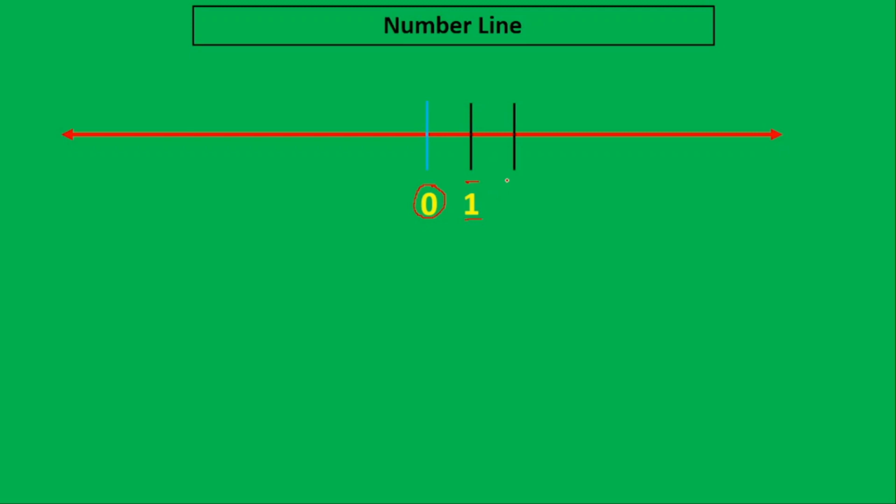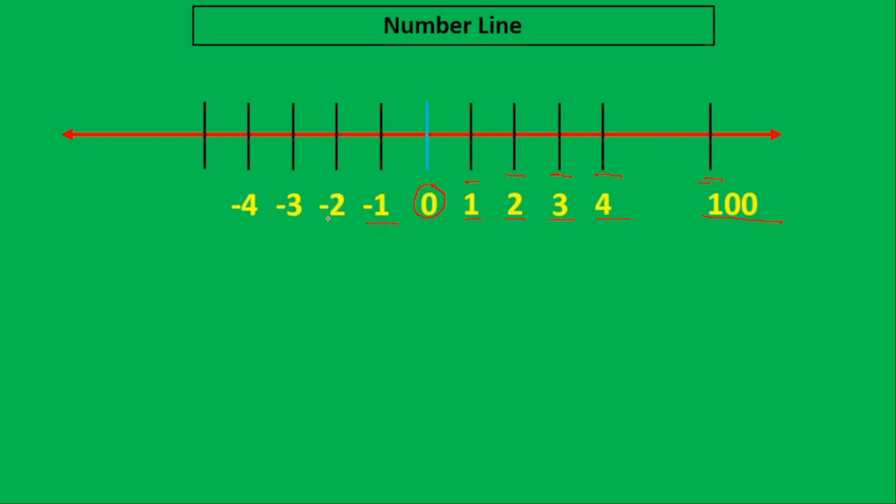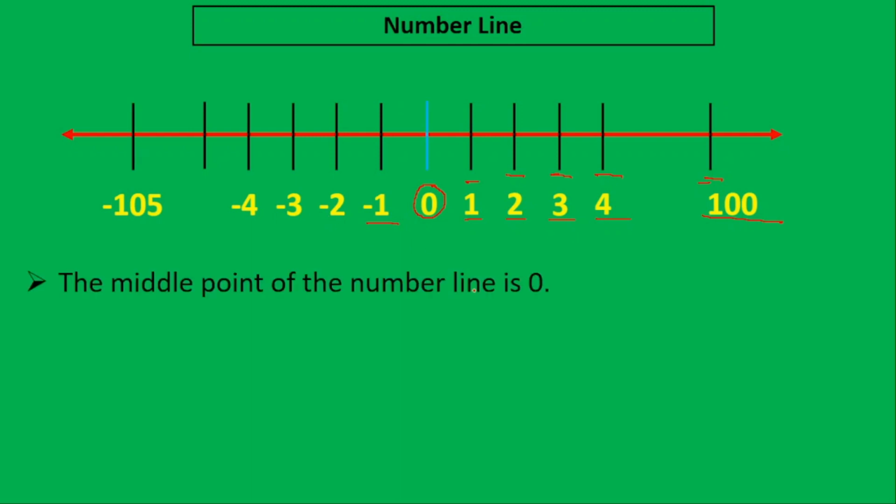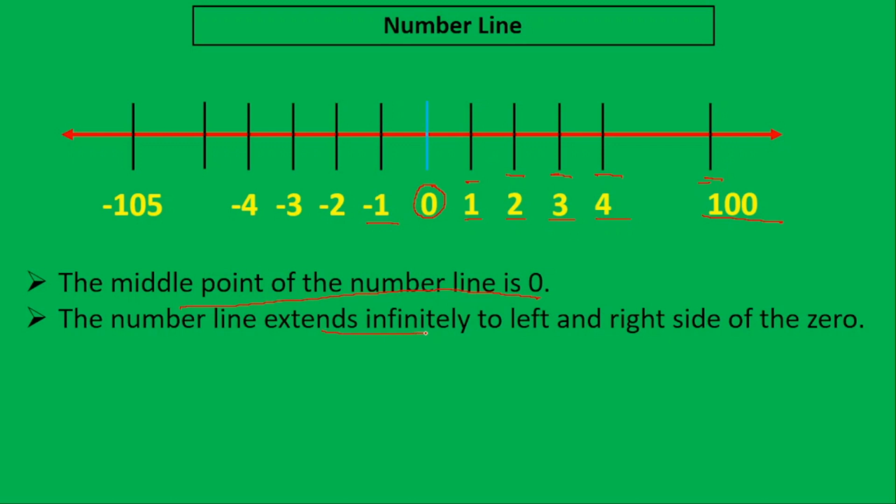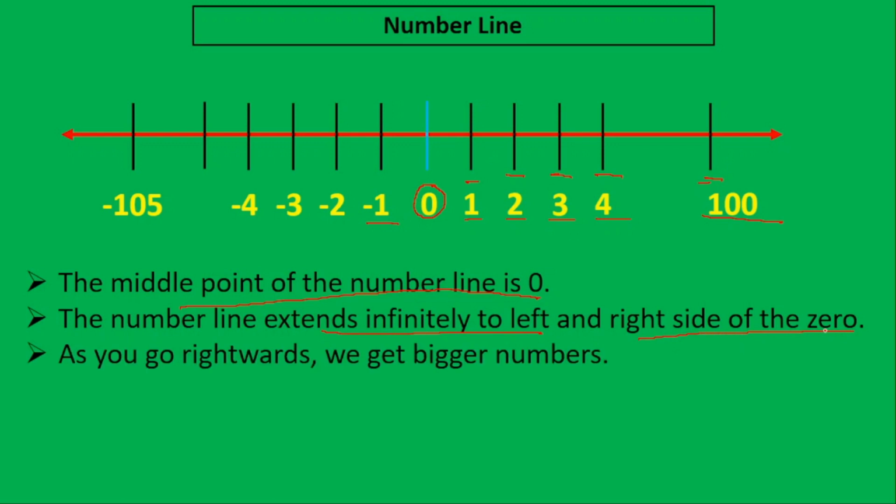Right is increasing, left is decreasing, and all integers are represented on it. Distance between two consecutive integers is always fixed. These are the rules while drawing the number line. 0 is at the central part. Left is negative, right is positive. As you go rightward, value keeps on increasing. As you go leftward, value keeps on decreasing. The middle point of the number line is 0.